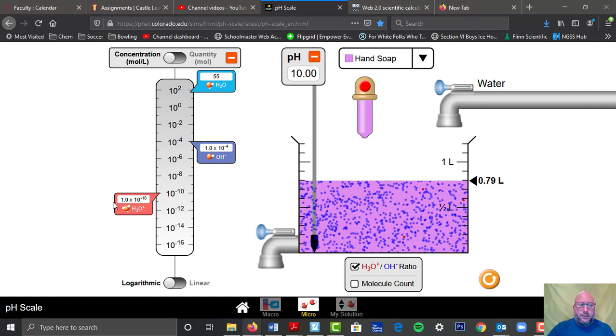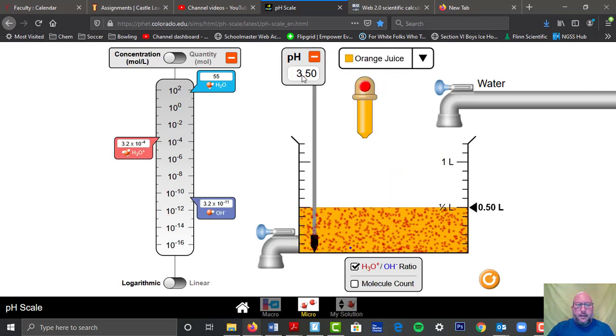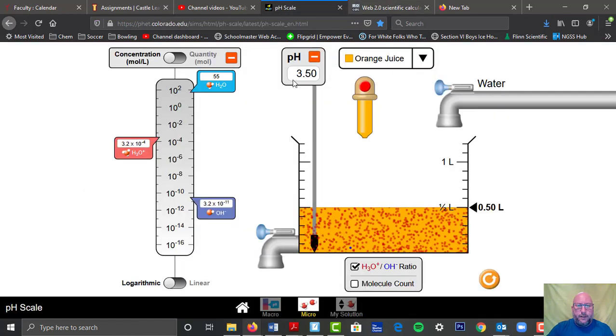You take this concentration of hydronium that are in the solution, and you take the negative logarithm of that. Take a look at orange juice. 3.2 times 10 to the negative 4. So if I take the logarithm, 3.2 times 10 raised to the negative 4th power, it equals negative 3.49, but if I take the negative of that, I get 3.49. Rounded off, that's 3.5.